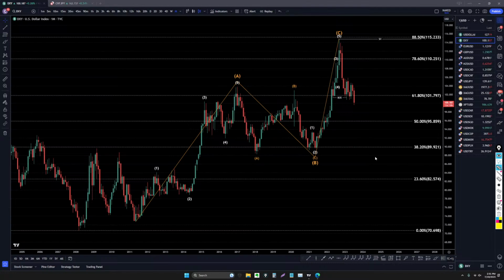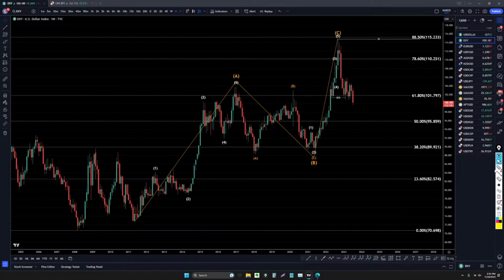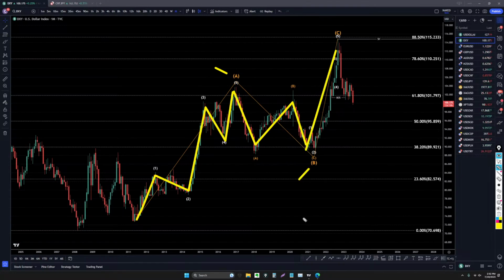Let's look at the DXY on the monthly time frame. The DXY on the monthly to me still looks like a 1, 2, 3, 4, and 5 waves up for the wave A. I think we have an A, B, C down for the wave B, and I still think that this push up right here is the wave C.